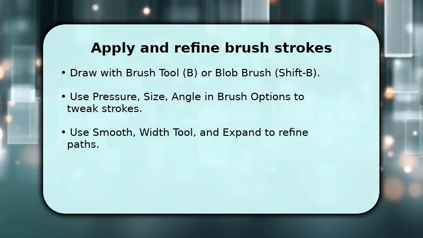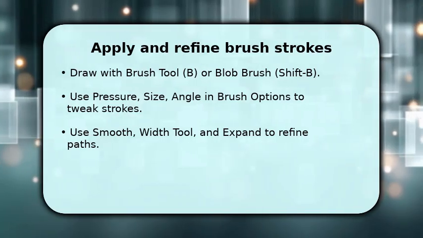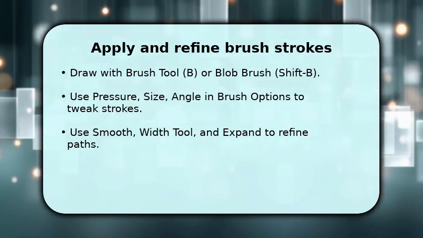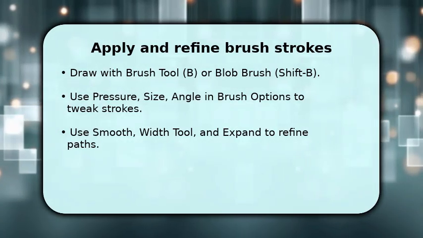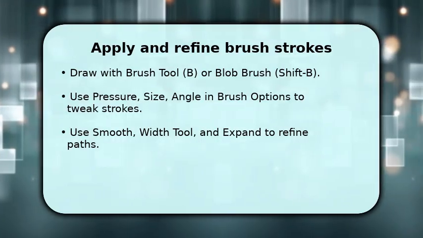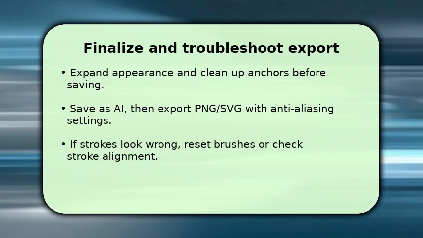Use the Smooth tool to reduce jitter, the Width tool to vary thickness along a stroke, and expand when you need editable vectors. Finish by expanding the appearance to convert brush strokes into editable vector shapes when you intend to modify anchors or export. Clean up stray points with the Delete anchor or Simplify path to reduce file size.